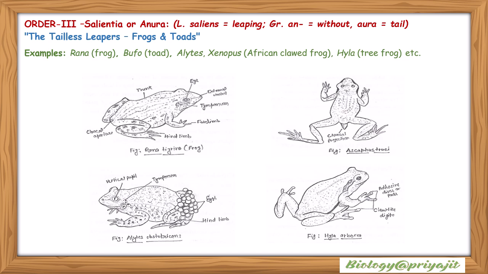Frogs and toads are basically tailless adults with short, broad bodies and powerful hind limbs adapted for jumping, leaping or swimming. They have well-developed eyelids, a visible tympanum, and smooth, moist skin without scales. Their ribs are reduced or absent. The vertebral column ends in a urostyle.